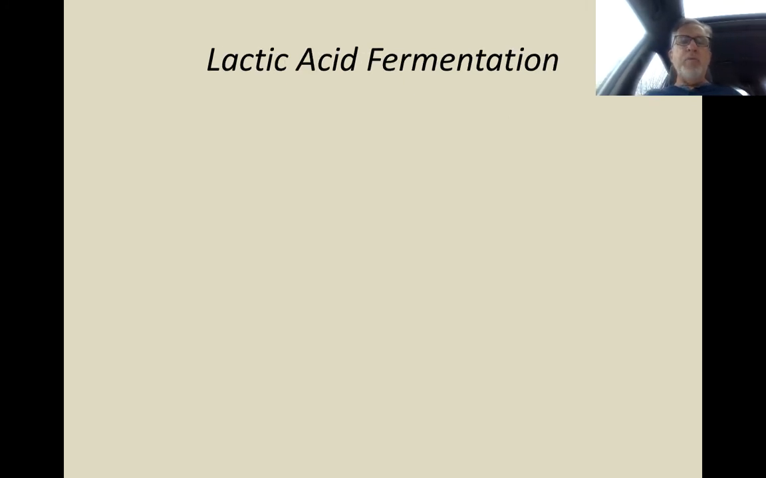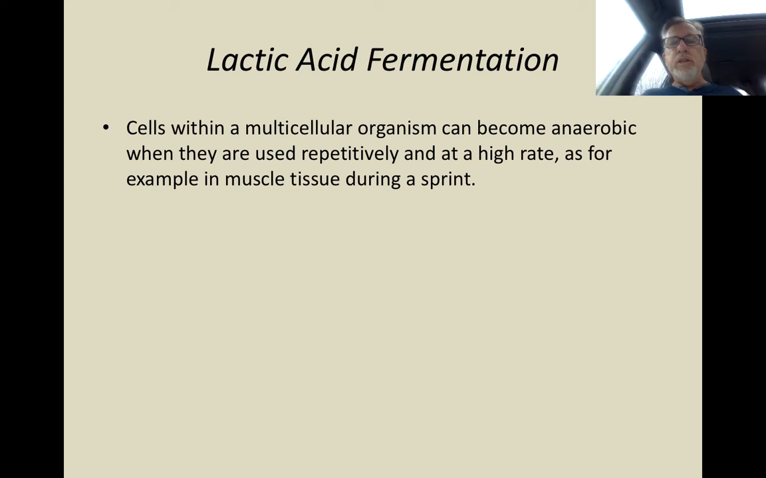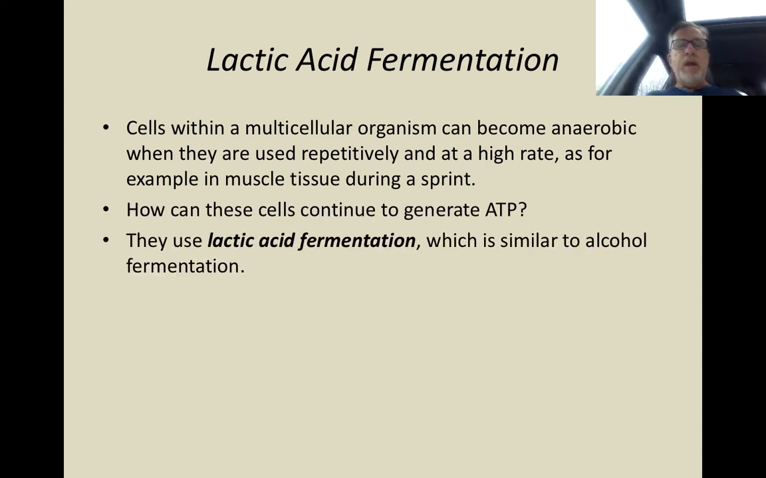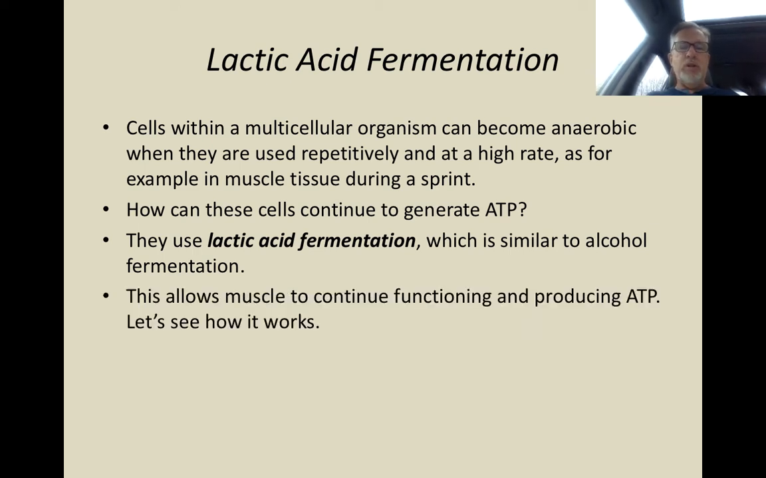So now let's look at what happens in a multicellular organism that becomes anaerobic. And this will happen, for example, when a muscle is used repetitively and at a high rate, such as during a sprint. How does ATP generation continue to occur in this case? In humans' bodies and other multicellular animals, we use lactic acid fermentation, which is similar to alcohol fermentation. This allows muscles to continue functioning due to the fact that ATP will continue to be produced.